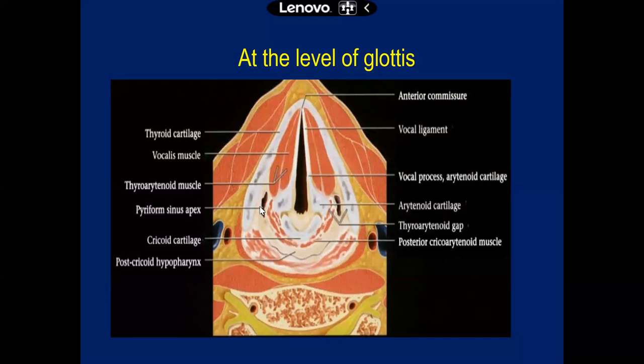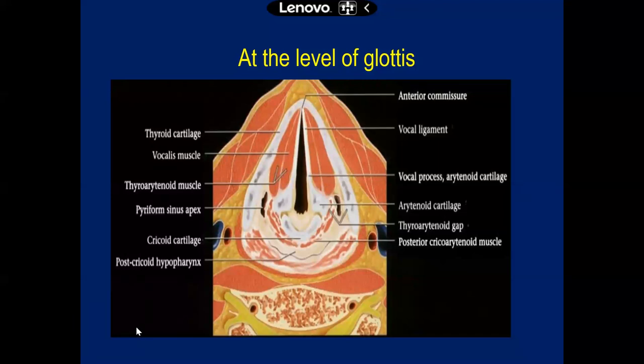And what other structures do you see at the level of the glottis? You have the piriform sinus apex. The apex of the piriform sinus is also seen at the level of the glottis. So you have the cricoarytenoid joint level, and you have the muscles, but you may not be able to make that out in a CT scan. Okay, so this is how you recognize it.